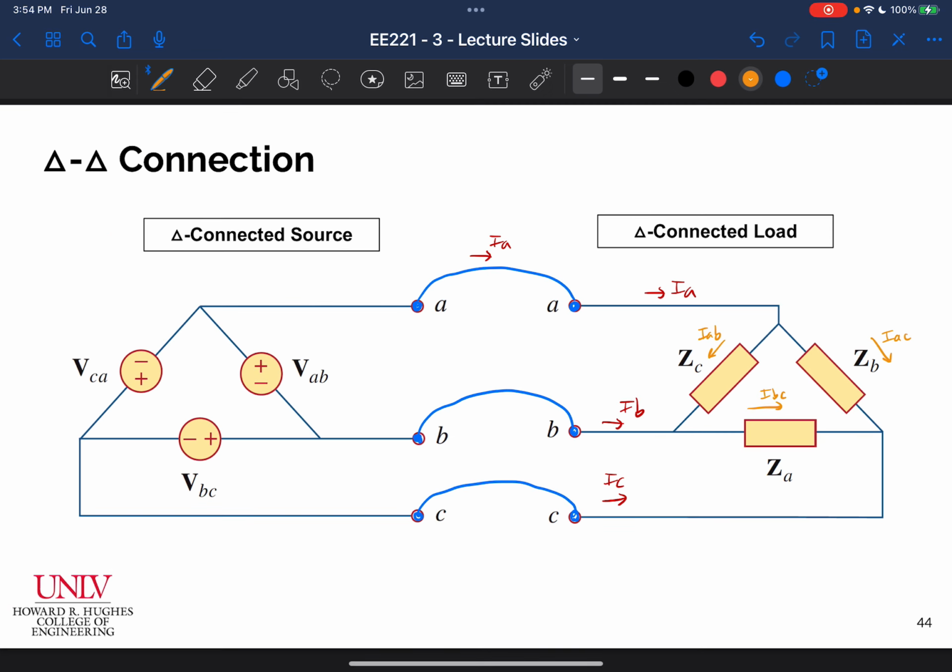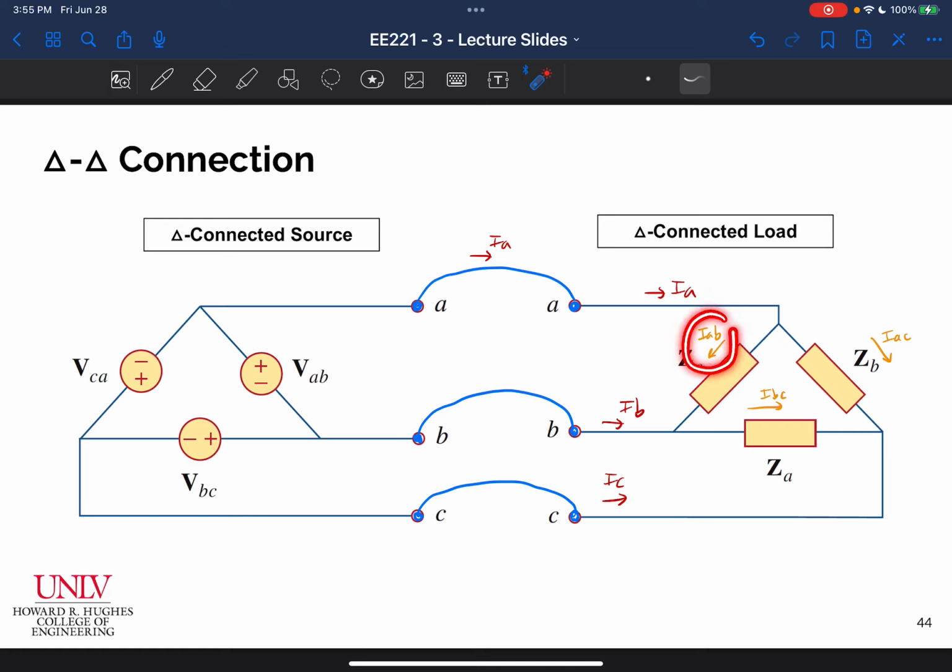And so a problem might ask you to find IAB or IBC or IA, and all you have to do is determine, if I need to find IA, that means I really need to find IAB and IAC and add them, because I know that IA is going to be equal to the sum of these 2 currents, because I can do KCL at this node. So everything we've learned already applies.